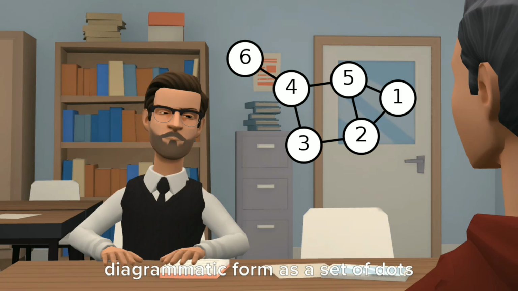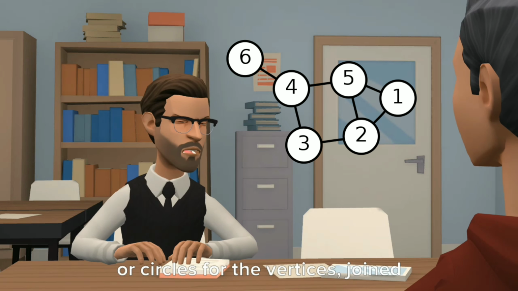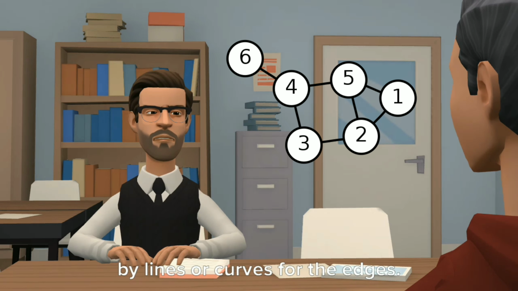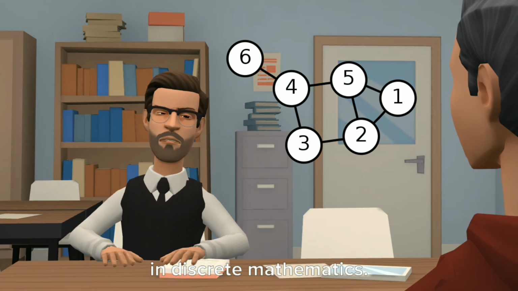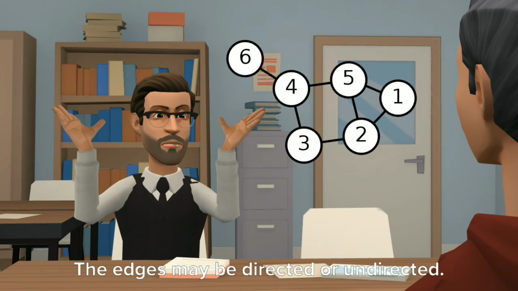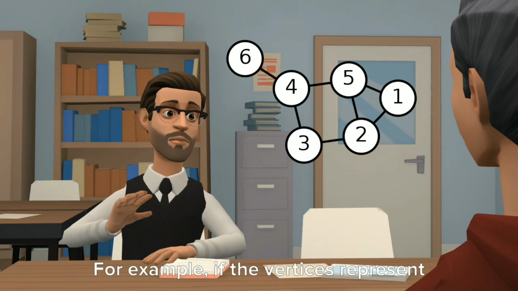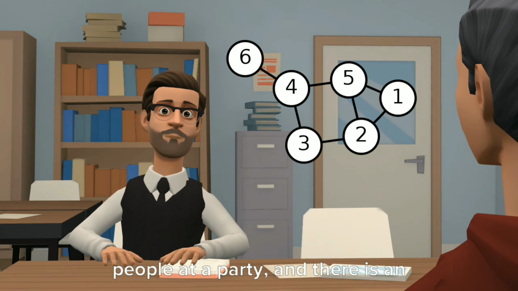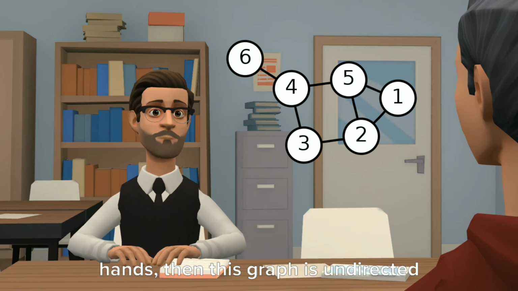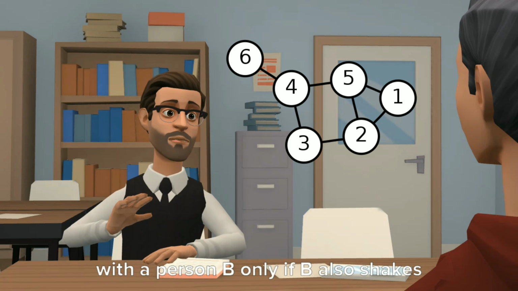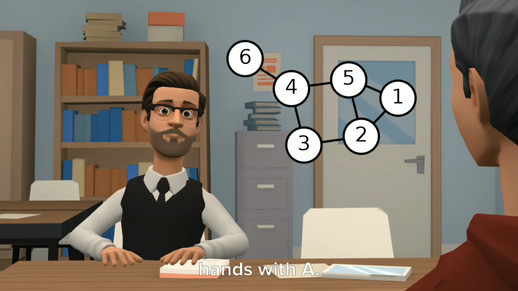Typically, a graph is depicted in diagrammatic form as a set of dots or circles for the vertices, joined by lines or curves for the edges. Graphs are one of the objects of study in discrete mathematics. The edges may be directed or undirected. For example, if the vertices represent people at a party, and there is an edge between two people if they shake hands, then this graph is undirected because any person A can shake hands with a person B only if B also shakes hands with A.